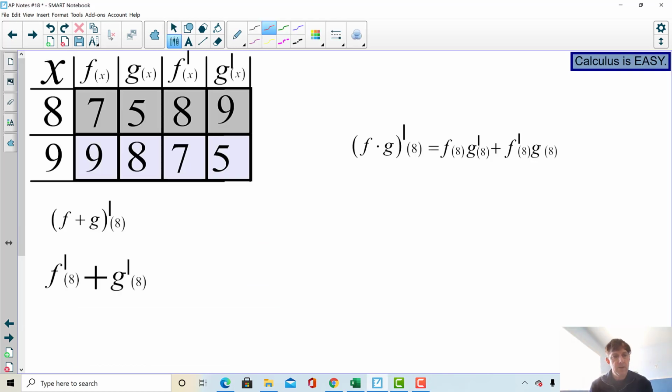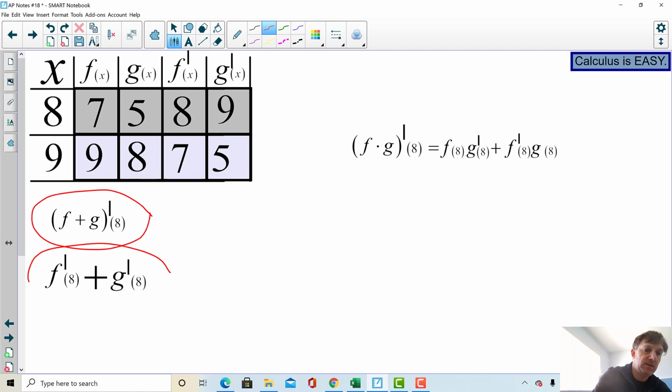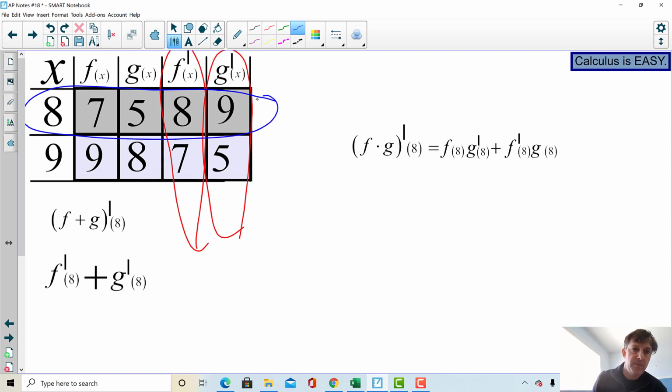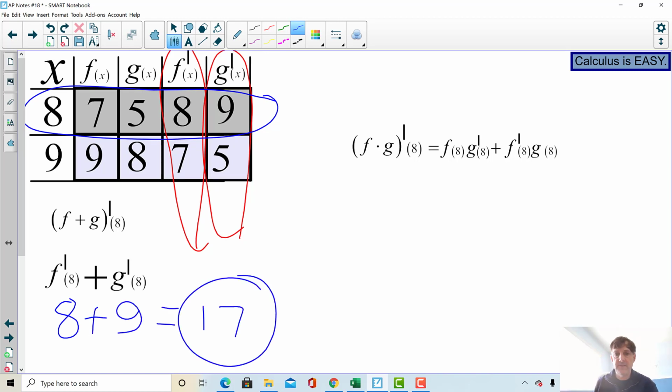Okay, let's look at a few examples from your homework. This one here just means f prime of 8 plus g prime of 8. And you can get that from the table. Here are your f prime values, and here are your g prime values. And we're looking for where x is 8. That's this row right here. So f prime of 8 is just going to be 8. g prime of 8 is just going to be 9. Final answer 17.